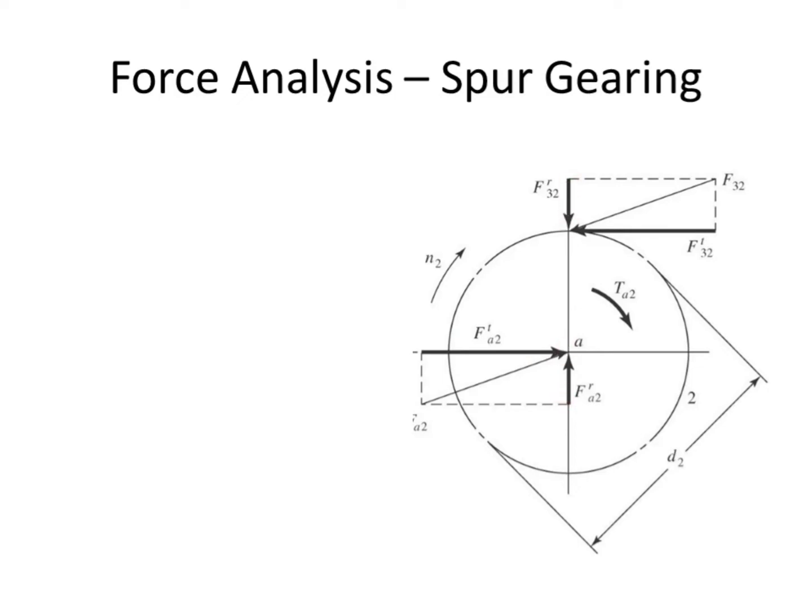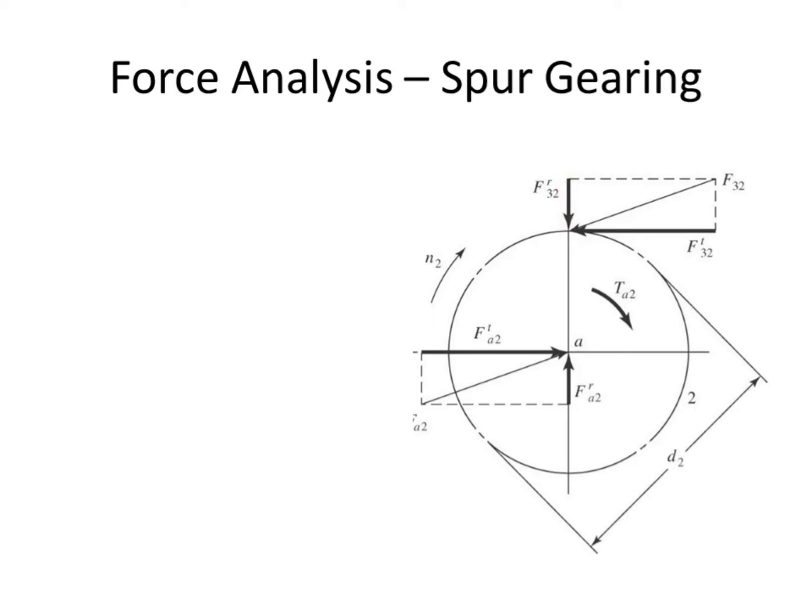The tangential component is the useful component because it is responsible for the torque or motion in the driven gear, and the radial component has no useful effect. In fact, it will bend the shaft, and we would have to use bearings to support the radial component. The tangential component of F32 is represented by F32T, and its radial component is represented by F32R.